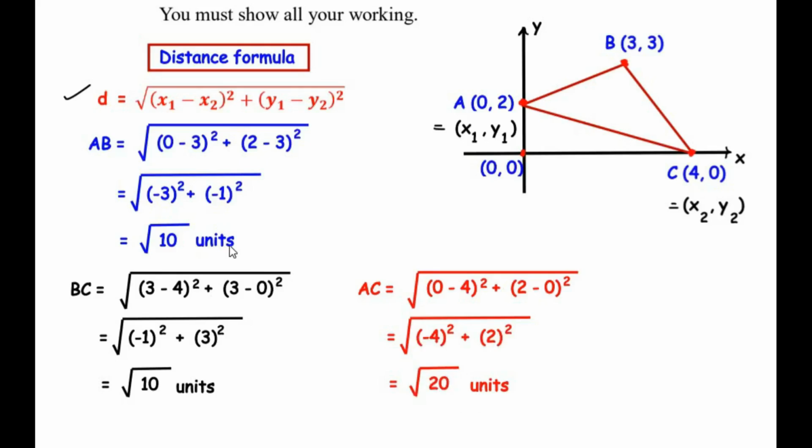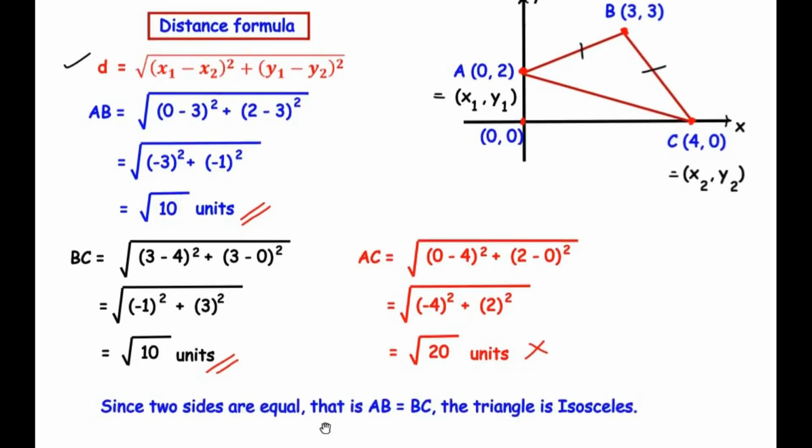So from this we can understand that the length of AB is the same as the length of BC, but it is not equal to AC. That means two sides of the triangle are the same, that is AB and BC. And we know that if two sides of a triangle are the same, then it represents an isosceles triangle. So triangle ABC is isosceles. So let us write here: since the two sides are equal, that is AB and BC, the triangle is isosceles.